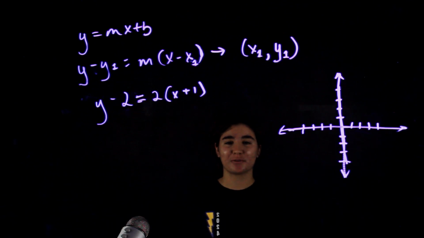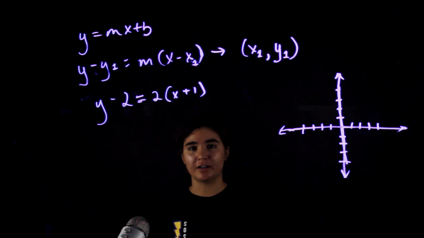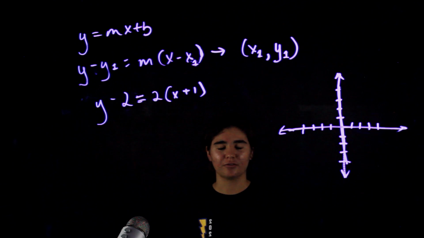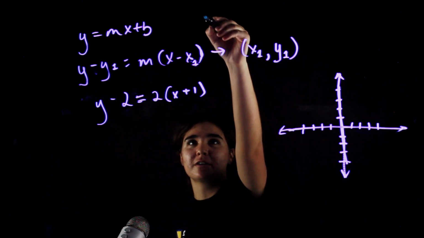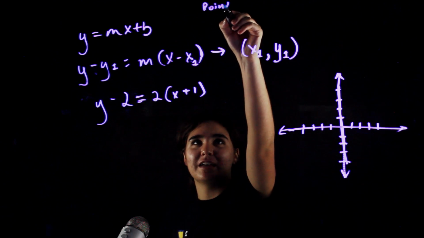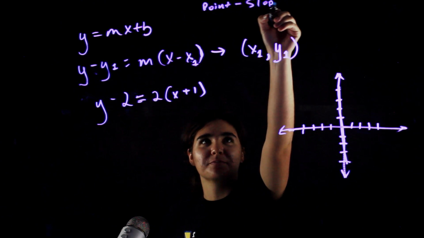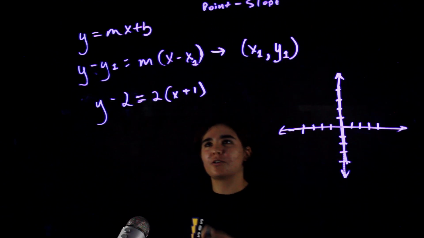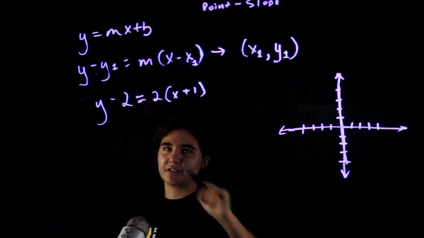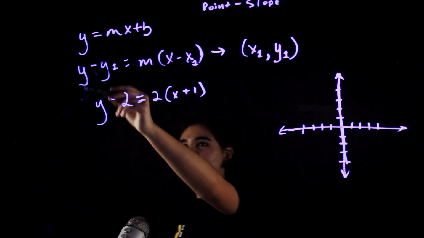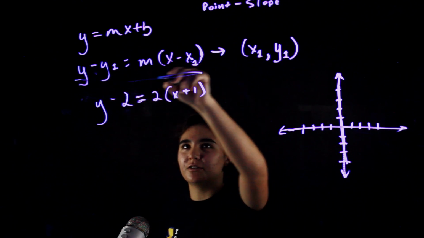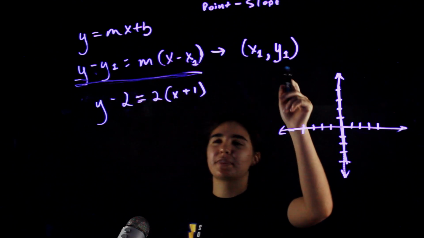Hey guys, so this video is going to be on another way of representing a line on the graph, and it's called point slope. So it's going to be point, dash, slope form. Okay, so we already have our regular y = mx + b form, right? That's pretty standard. We talked about it in the last video. But this right here is called point slope form.